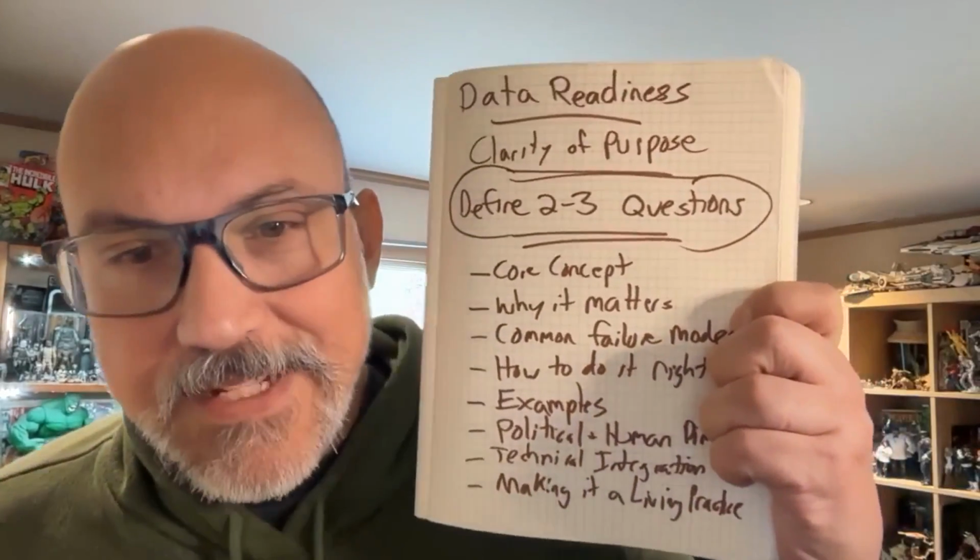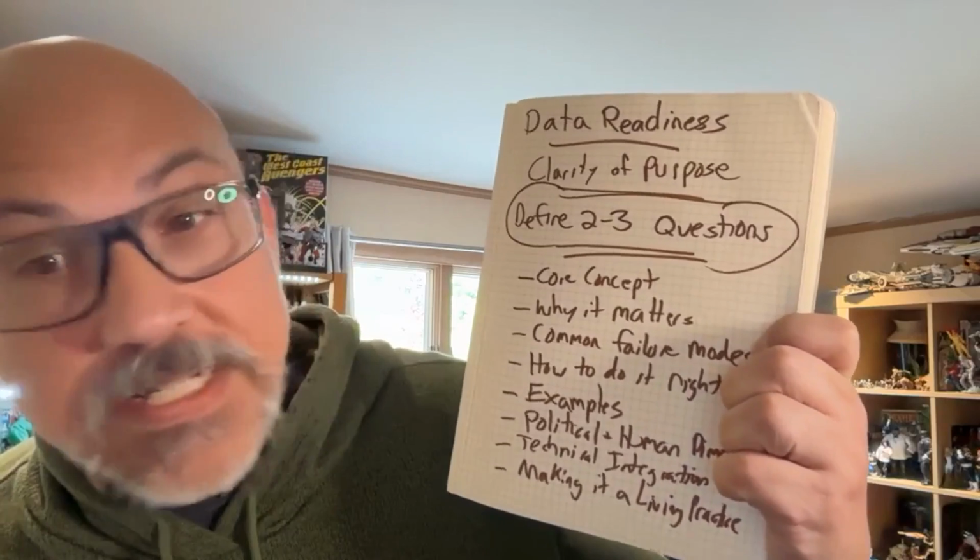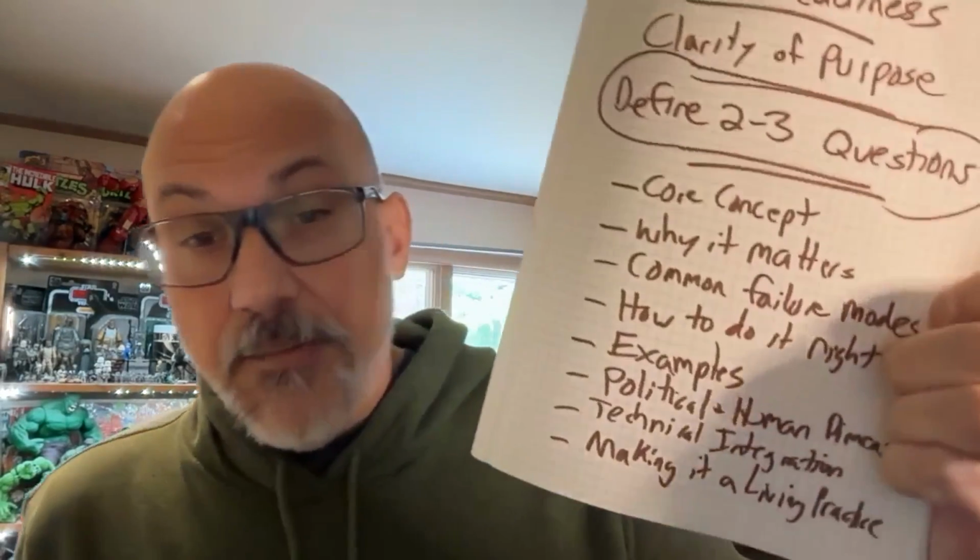And if you get this right, every dollar you spend on analytics, data, AI, optimization is going to have a purpose. So this is my fancy sheet. Here's what we're going to talk about today. We're going to go core concept, talk about why it matters, talk about common failure modes, and talk about how to do this right. I'm also going to give hypothetical examples. We're going to talk about the political and the human dimensions of this, because there is a political dimension. And then the technical integration and just making it a living practice.